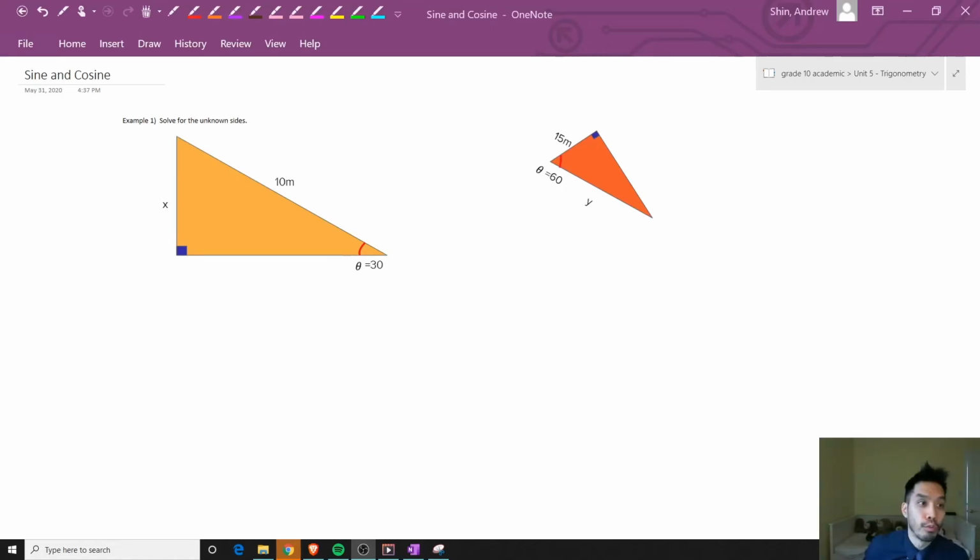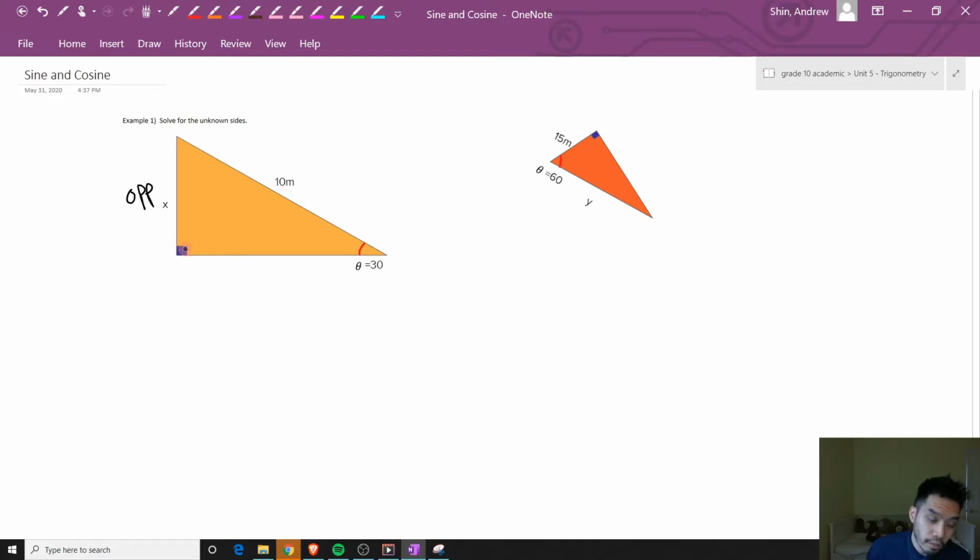Alright, welcome to example 1 for sine and cosine. We have an example 1 where it says you have to solve for the unknown sides. For this yellow triangle right here, we have to always start by labeling what sides are. So we have our focus angle right here, so that's 30 degrees, and across from that is our opposite.